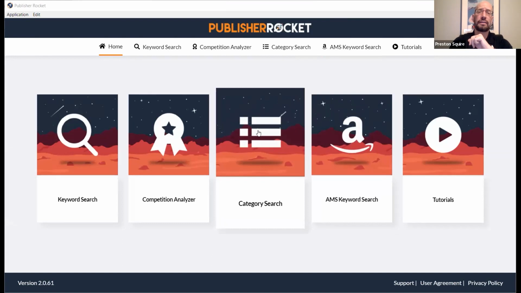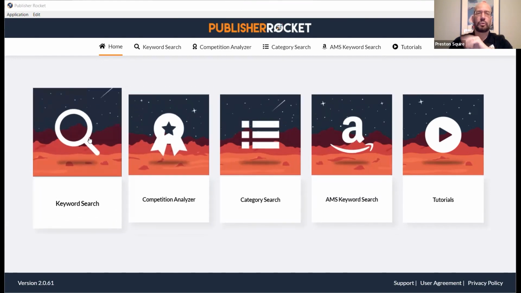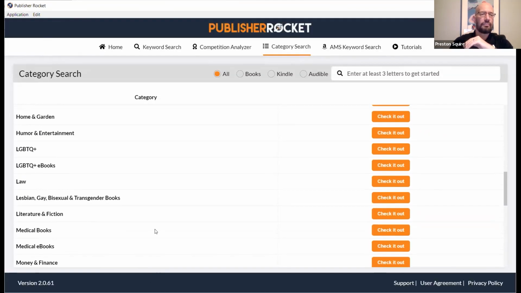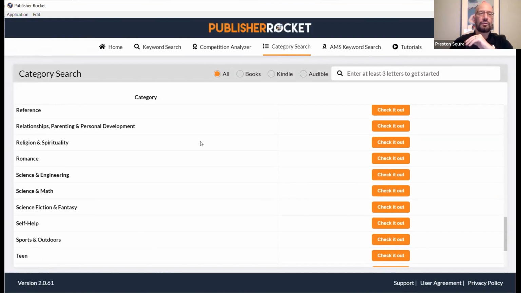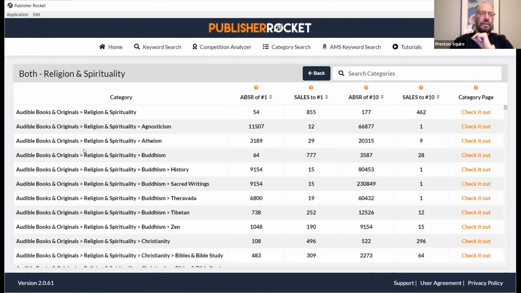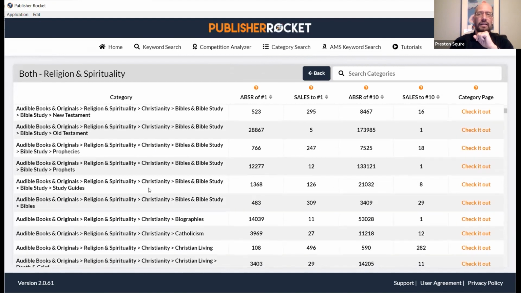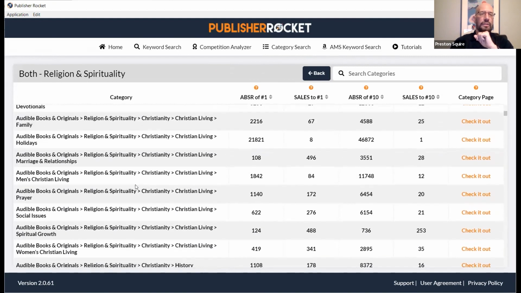So in Publisher Rocket, we looked at this earlier when we were talking about finding key search words. You can also use it for categories, and very easily you can just pull up, scroll and find all the subcategories in here. So let's do the same thing. Let's go back into religion, right? So boom, it just gives you the full list right here. So you can just go scrolling through it.